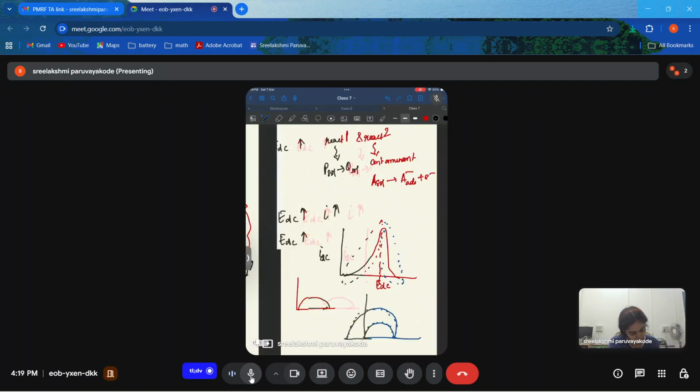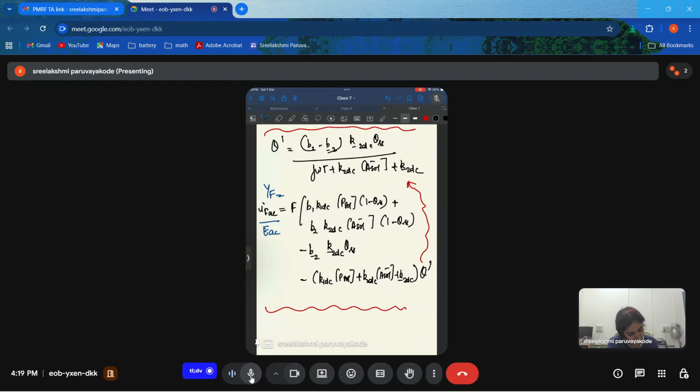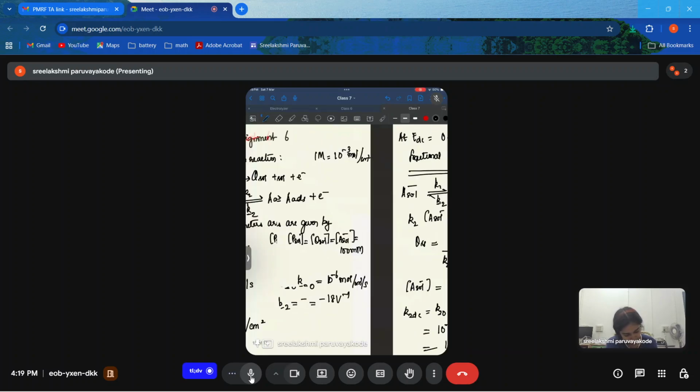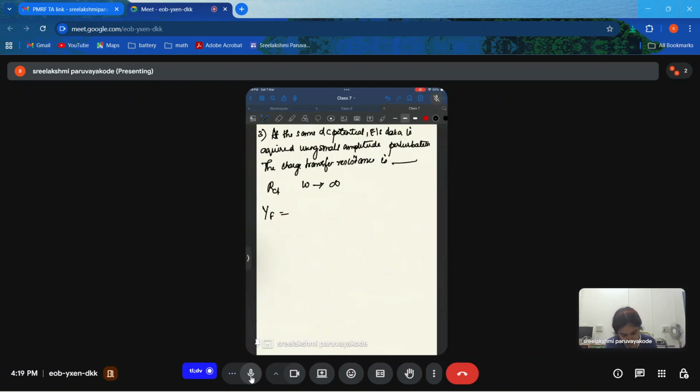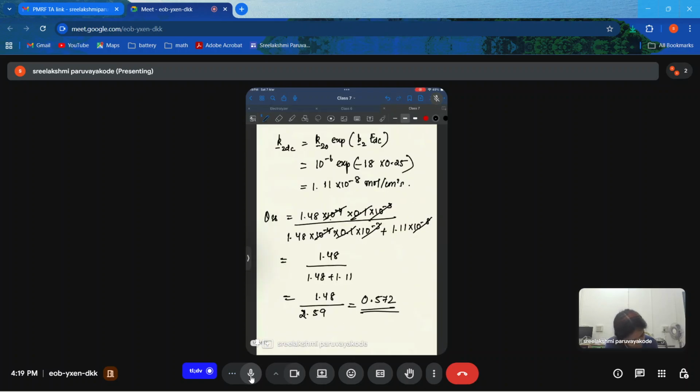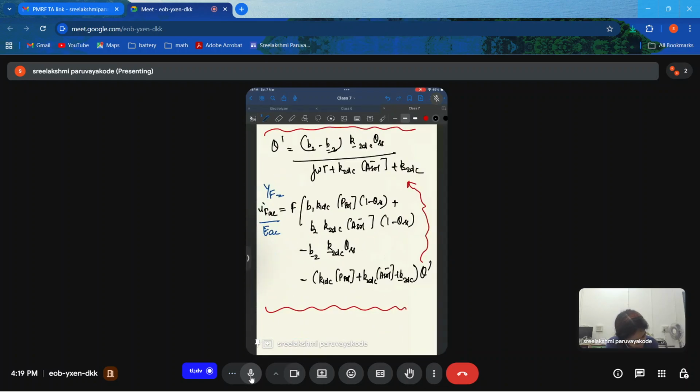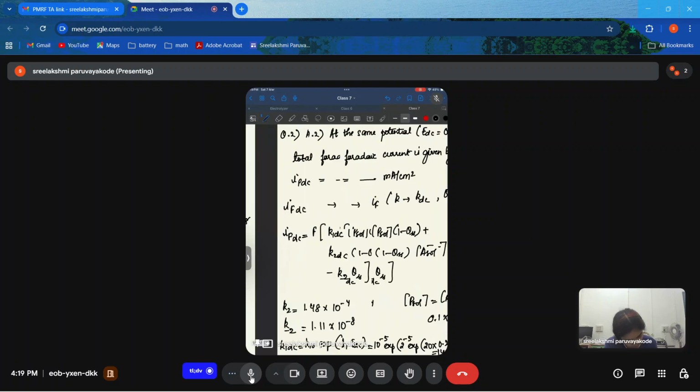The impedance, or the admittance, we have written. F into B1 K1 DC, that full equation you have to write out. B solution, 1 minus theta SS, plus B2 K2 DC A solution minus, 1 minus theta SS, minus B minus 2 K minus 2 DC theta SS.